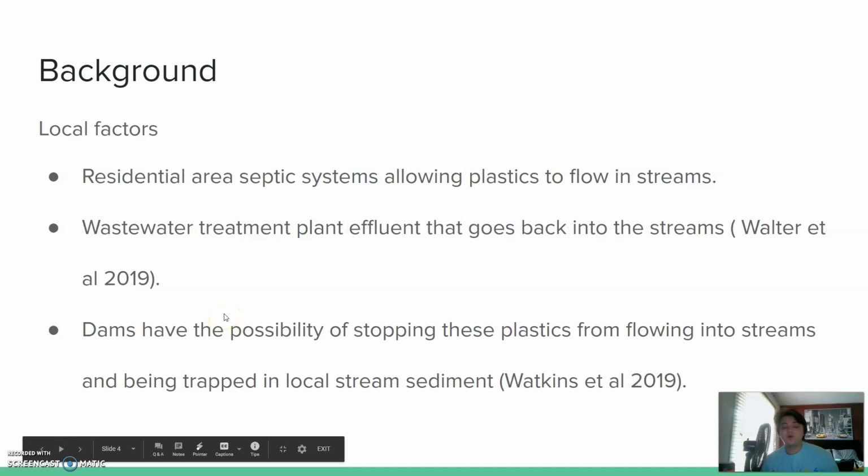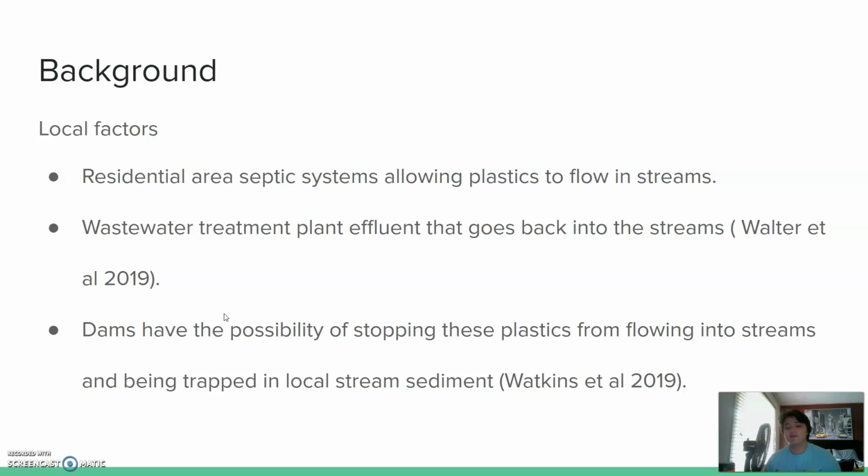Now we're going to look at the local factors as to why these plastics can get into streams near residential areas, or how they get there in the first place. Within some research done in, I think it may have been New York, we can see that in residential areas, septic systems are a big reason why plastics are able to flow into these streams. When it's treated, it may not be treated correctly, so it's not actually catching these plastics, and they're able to flow back into the stream itself, and the plastic can just reside within the sediment.